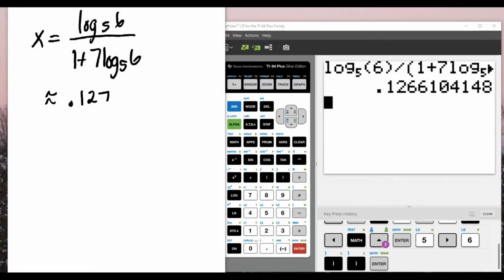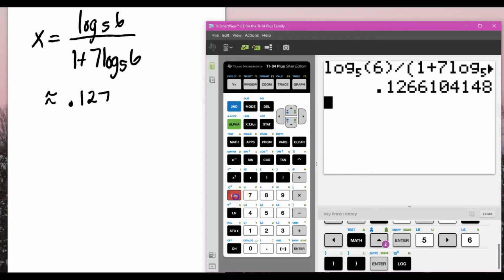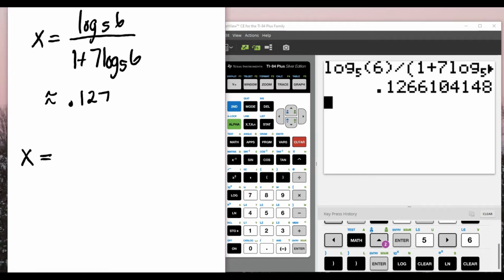Now, some of you may not have a calculator that allows you to put the specific base in. Some of you may only have the buttons on the home screen, log, which is base 10, and natural log, which is base e. So if that's the case, then you would need to convert your log base 5 to one of those bases so that you could type it in the calculator. So I'll convert this to natural log, and this is what it would look like.